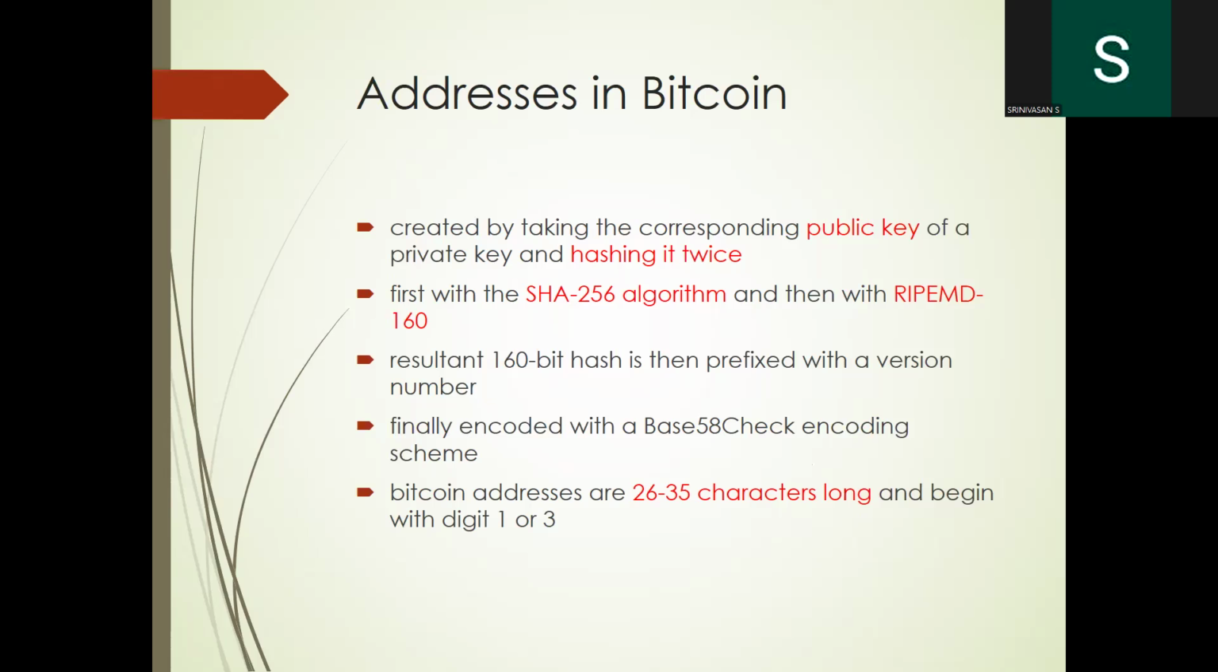After applying those two algorithms, it is prefixed with their version number. After that, it is encoded with a base 58 check encoding scheme. Bitcoin addresses are of 26 to 35 character long and they begin with a digit 1 or 3.